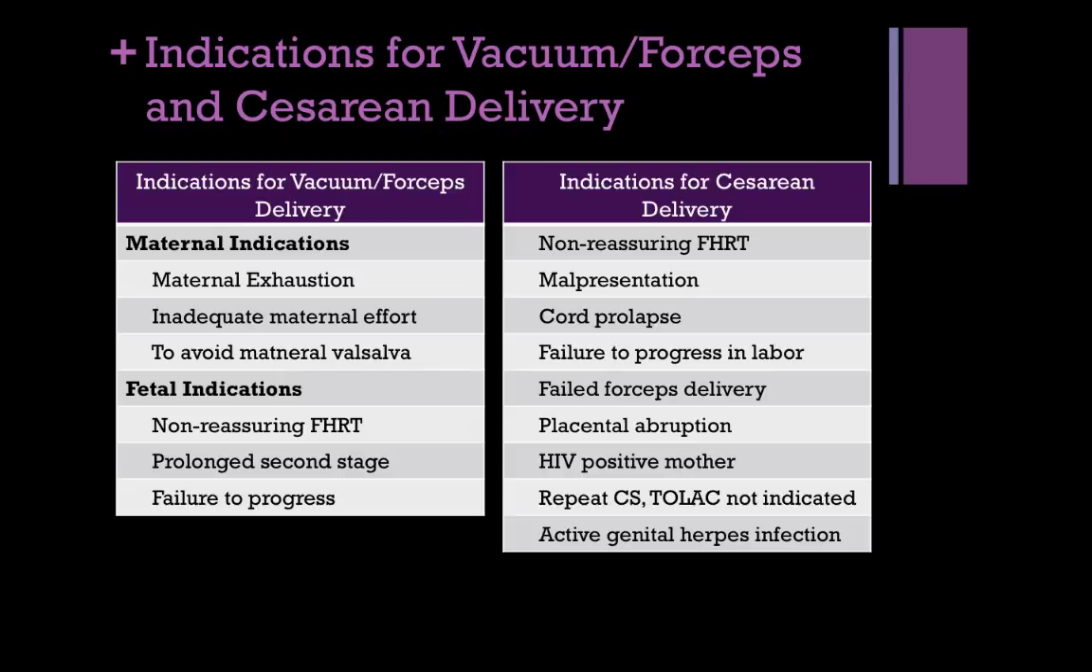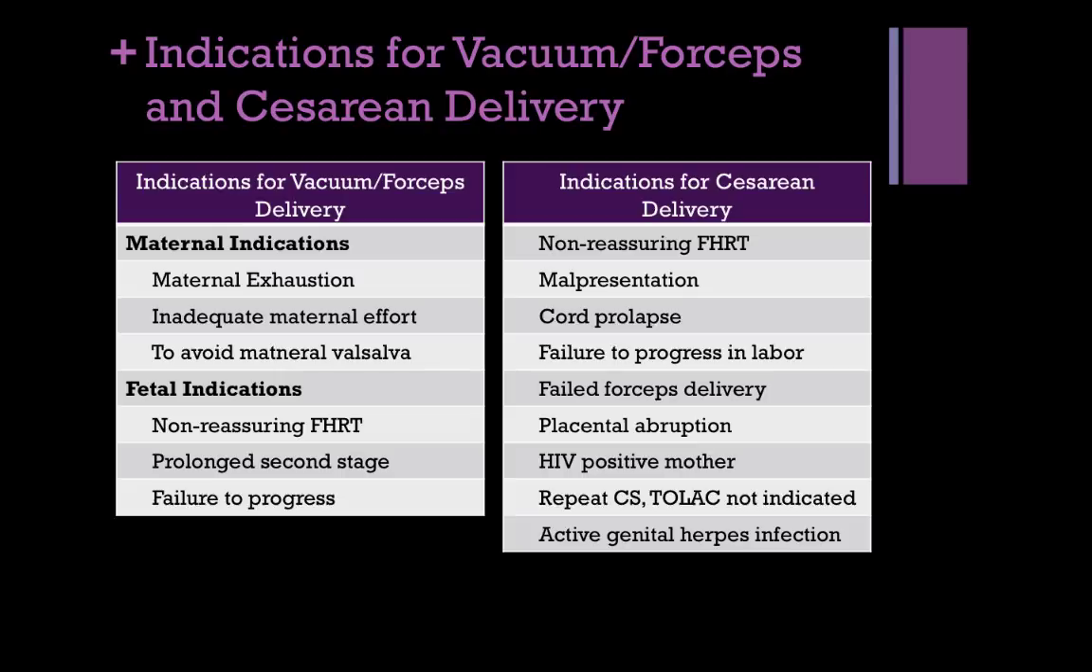Indications for C-section delivery are a little bit more expansive. The number one thing is non-reassuring fetal heart rate tracing, and malpresentation. If the baby is breech, that can be another reason to do a C-section delivery. Cord prolapse, so like I mentioned, if the cord falls underneath the baby's head into the vagina, basically blocking the baby's descent. Failure to progress in labor, failure of forceps delivery. Placental abruption, so this is when the placenta shears away from the endometrium, and so there's bleeding or a hematoma forming. This is an emergent C-section delivery.